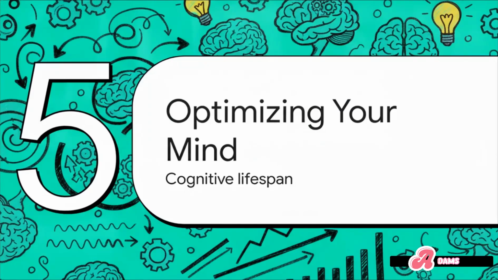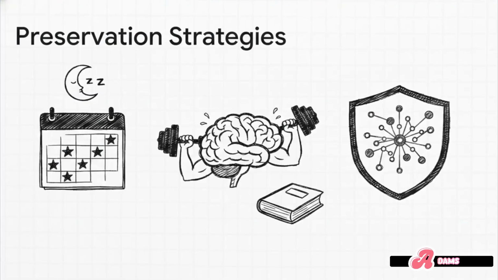Finally, Section 5, optimizing your cognitive lifespan. Let's take all this neurobiology and turn it into some actionable strategies to preserve our minds. To actively combat that steep Ebbinghaus forgetting curve, cognitive psychology tells us we need structured retrieval methods. First up is the spacing effect. Basically, spreading your learning out over time instead of cramming.